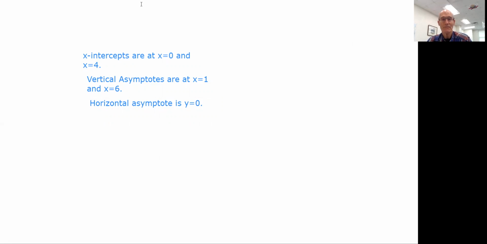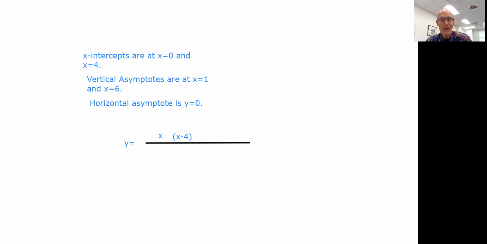So we just go ahead and put our division line across here, and we can start out front with y equals. Now, if you'll remember, x-intercepts occur where the numerator is 0. So if I have an x-intercept at 0, then I have a root of x. And if I have an x-intercept at 4, then I have a root at x minus 4. So that takes care of my x-intercepts.